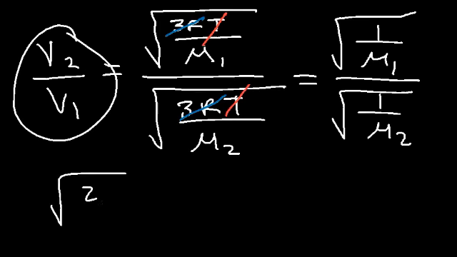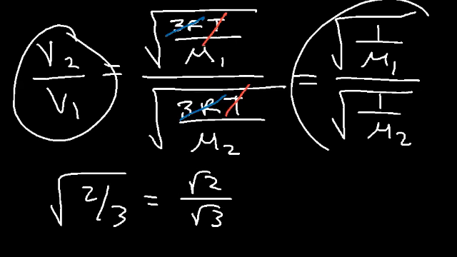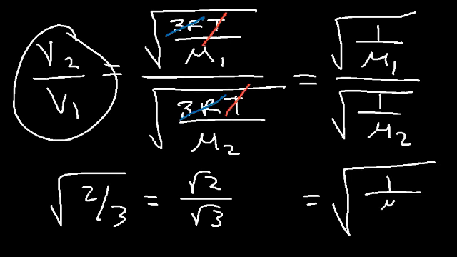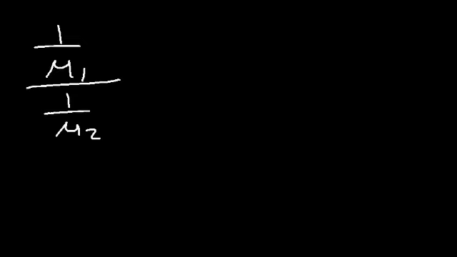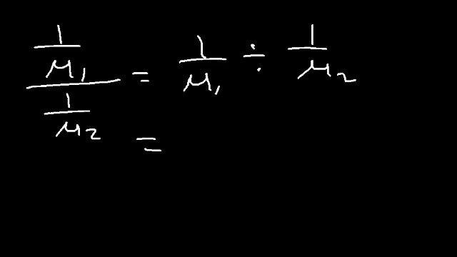By the way, the square root of 2 over 3 is the same as the square root of 2 divided by the square root of 3. So we can write this as a single radical. So we can say that this is the square root of 1 over M1 divided by 1 over M2. So now let's focus on that fraction: 1 over M1 divided by 1 over M2. So using the principle keep, change, flip, we're going to keep the first fraction, change division to multiplication, and then we're going to flip the second fraction.